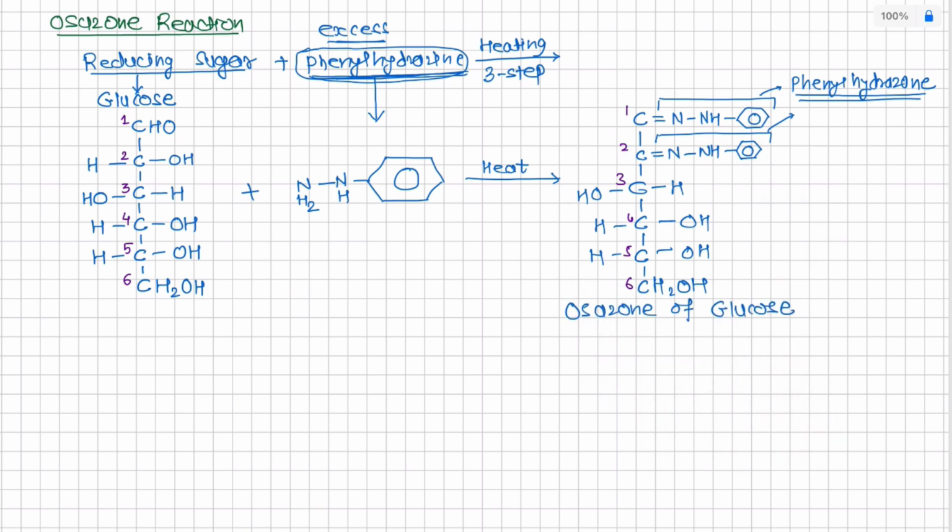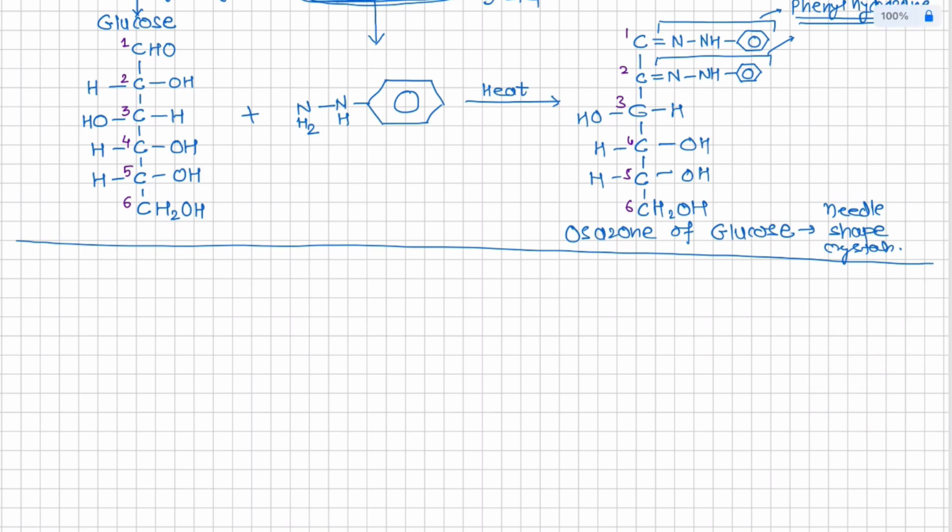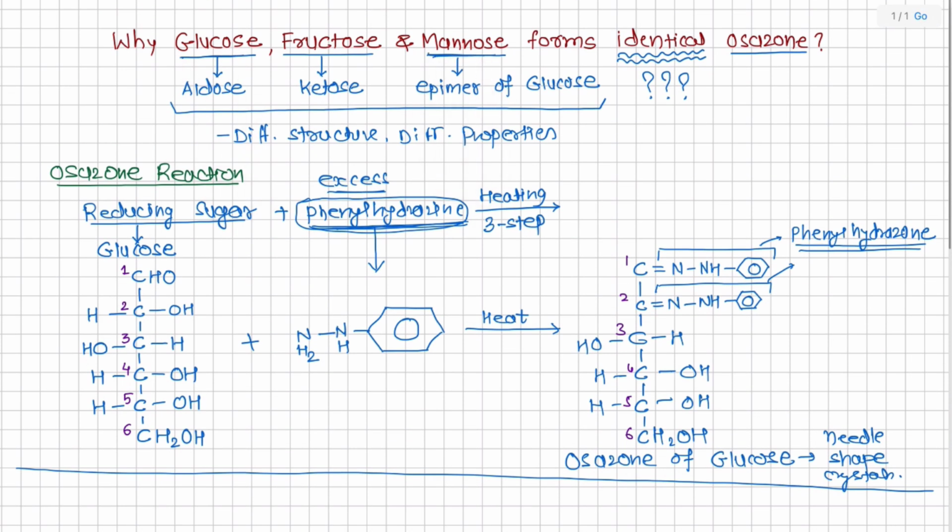This osazone can crystallize and can be observed under a microscope. The osazone of glucose has needle-shaped crystals which can be observed under a microscope. Now let's solve the first part of the mystery. Why do glucose and mannose give the same osazone?